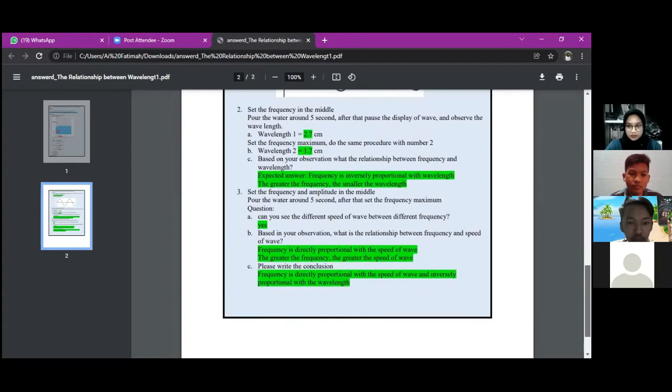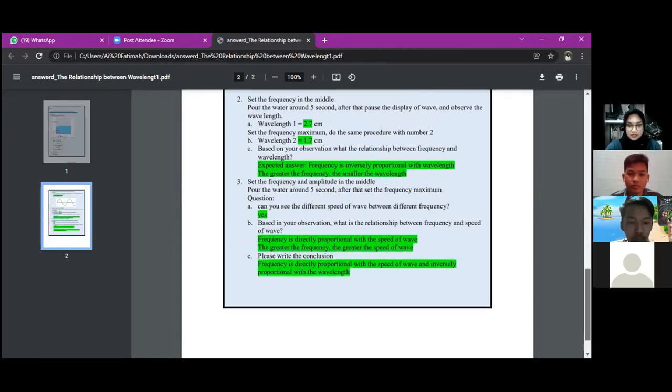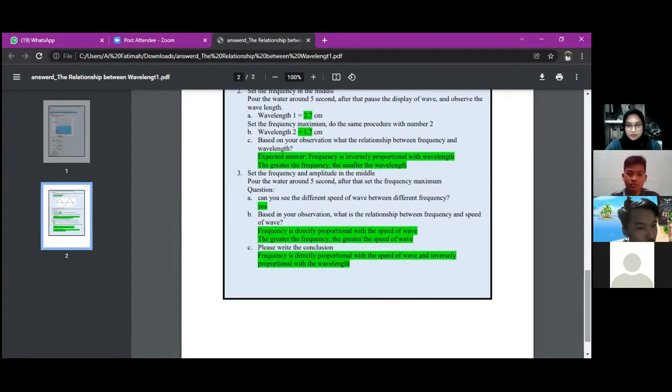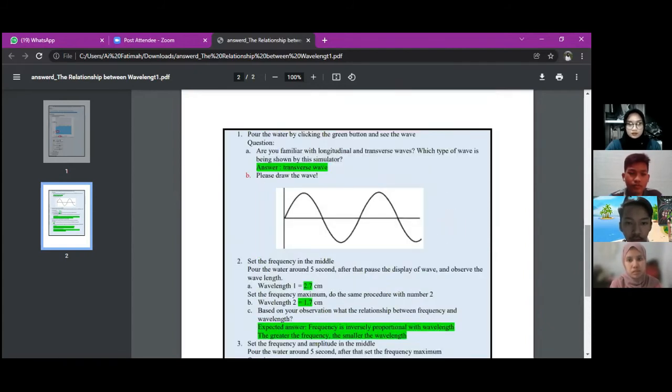And the next question is, can you see the different speed of wave between different frequency? And our answer is yes. And based on your observation, what is the relationship between frequency and speed? Frequency is directly proportional to the speed of wave. And our conclusion is frequency is directly proportional with the speed of wave and inversely proportional with the wavelength. Maybe that's all, sir.